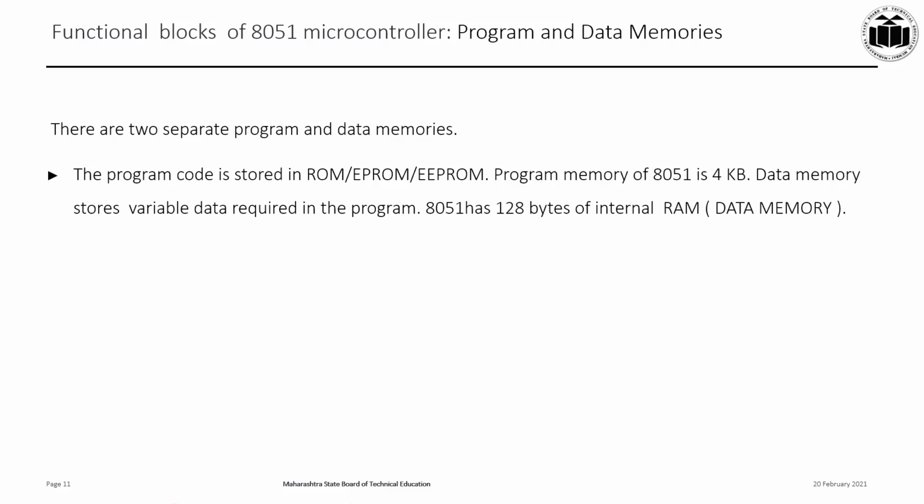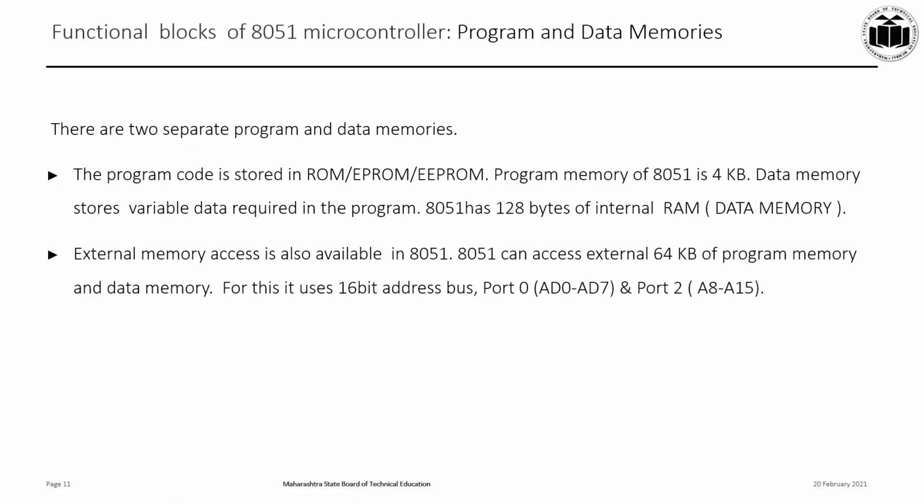The data memory stores the variable data which is required in the program or the code. The 8051 has got 128 bytes of internal RAM. The external memory access is also available in the 8051, and the 8051 can access 64 kilobytes of program memory as well as data memory. For this, it uses the 16-bit address bus.